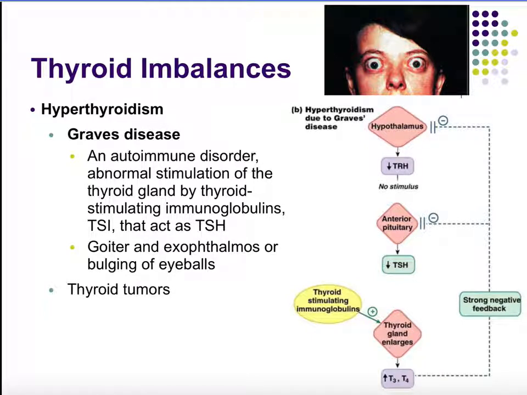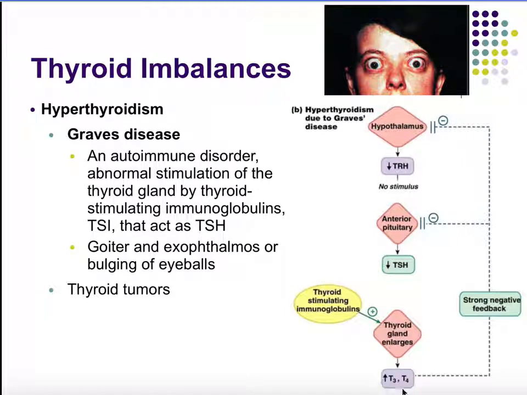And TSI acts exactly the same as TSH. So thyroid stimulating hormone normally stimulates the thyroid gland to make thyroid hormone. Well, TSI acts exactly the same way, so it will also stimulate the thyroid gland to make thyroid hormone. So we have created these antibodies that act like TSH. Now, when these antibodies, TSI, stimulate the thyroid gland to make thyroid hormone, our thyroid hormone starts to rise.